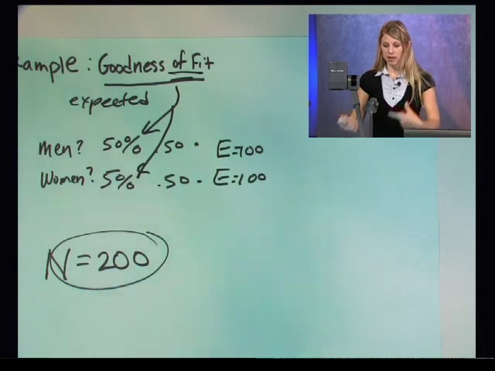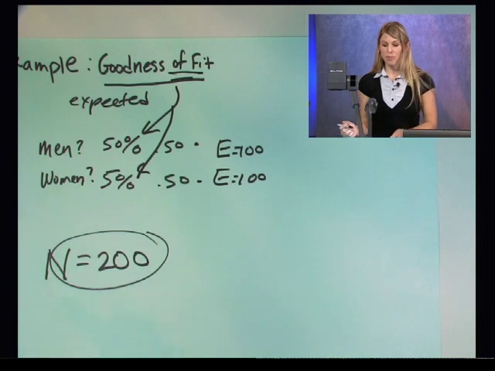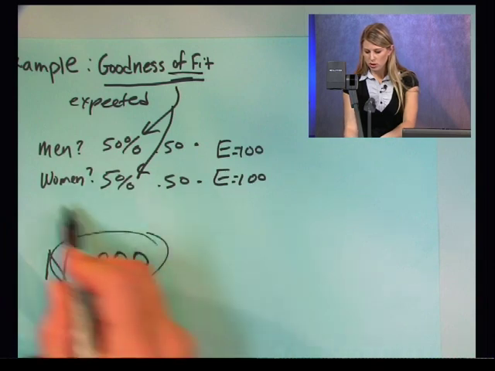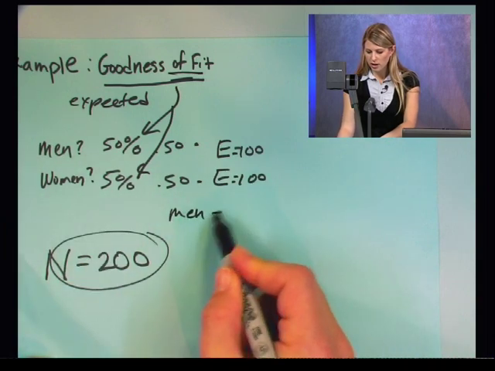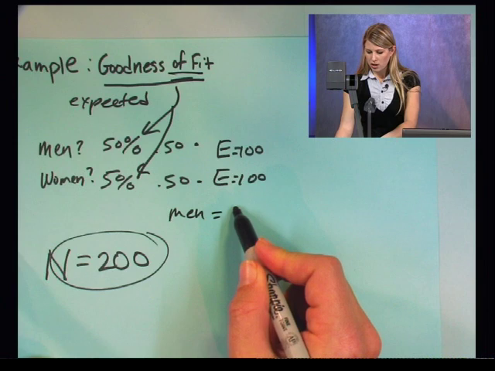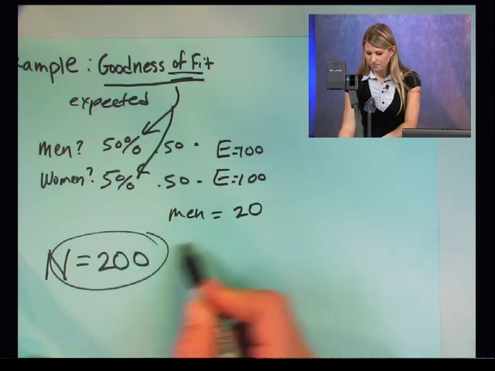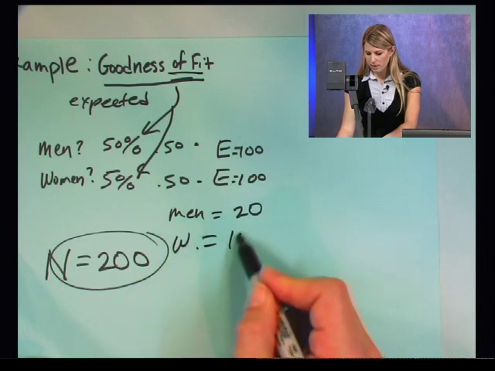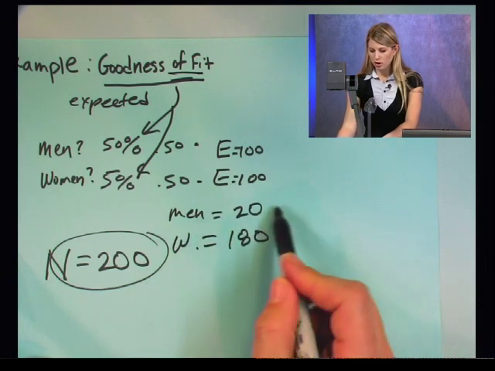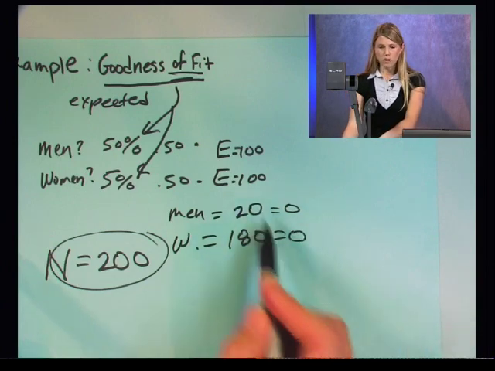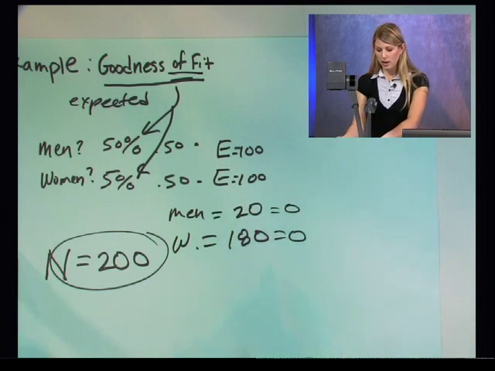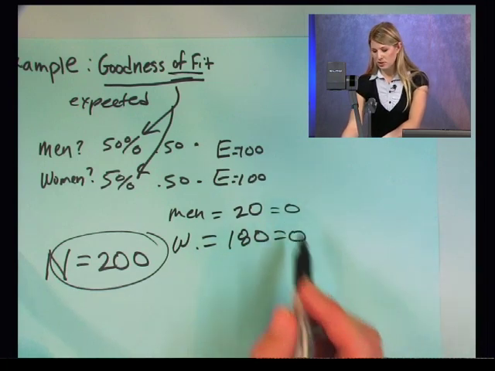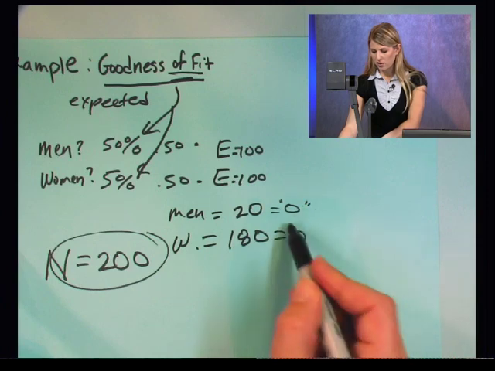So then you go out and you collect the data, your sample of 200, and you observe different values. So the men in here, let's say you have 20 men, and let's see, that would leave 180 women. So this is what you observe. Those are your observed values. Now to calculate the chi-square, I just put O for observed. That's not a 0, don't confuse that with 0. So it's your observed value.